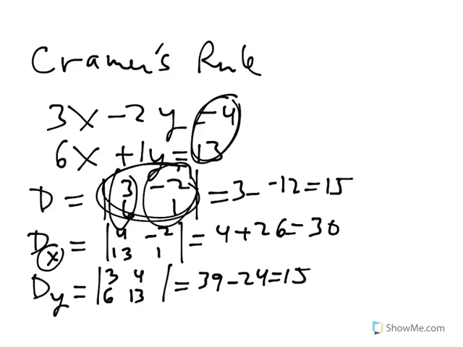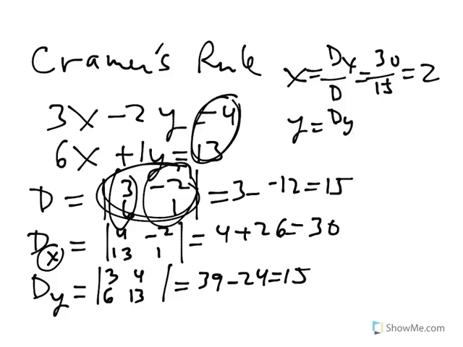Well, what do I do with all these? Well, the answers are going to be x is Dx over D, which is 30 over 15, which is 2. And y is going to be Dy over D, which is 15 over 15, which is equal to 1. And that's the answer to the question, 2 and 1.